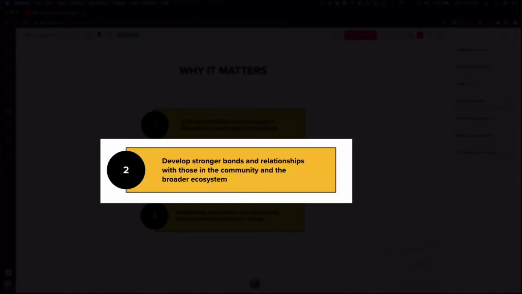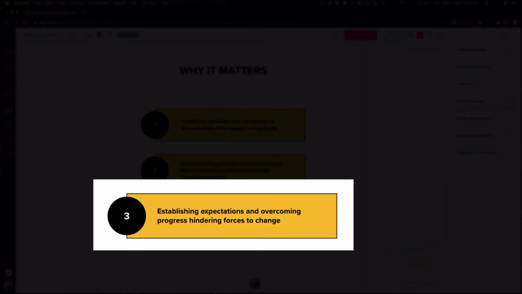Two, through this direct participation, we develop stronger bonds and relationships with the people around us, within this community, the broader ecosystem, and with those we are all designing for in the world around us. Three, this approach helps us establish realistic expectations about what we can achieve, alleviates some anxiety in the process, and supports us in overcoming the inertia that keeps us doing the same old behaviors that got the world into its current state. Now let's dive into the core principles that guide this whole approach.